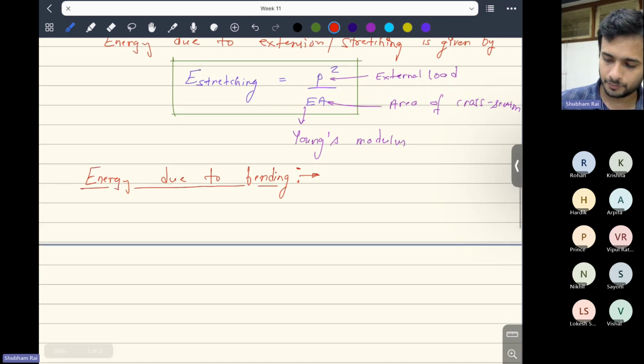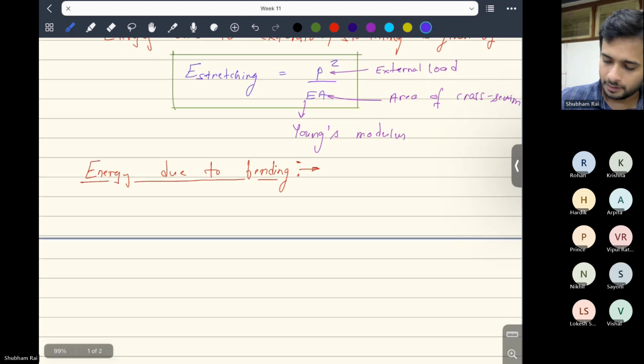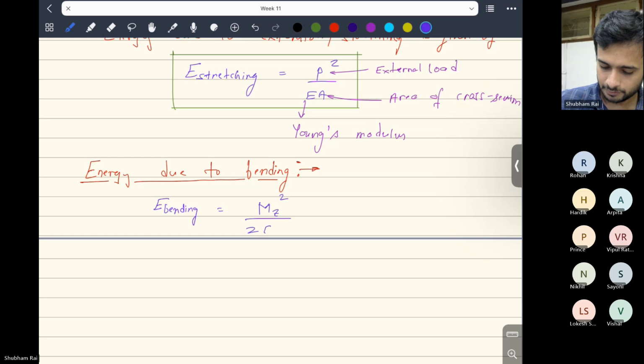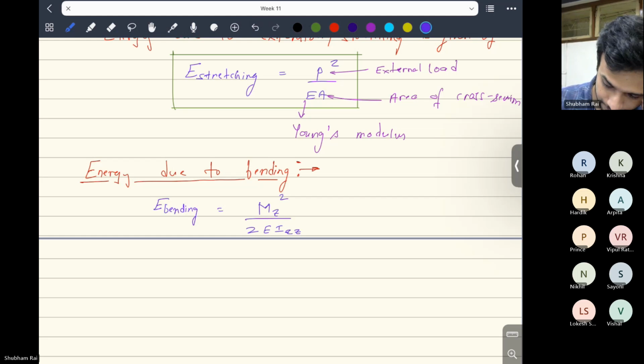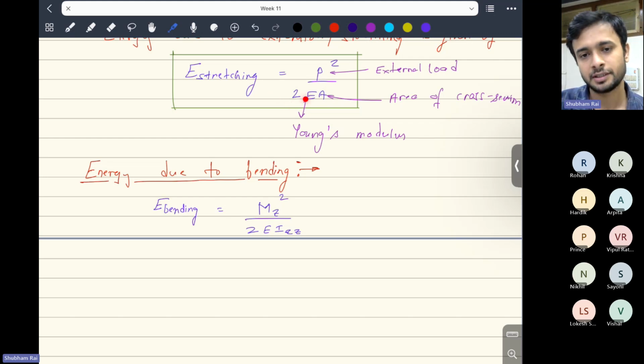Okay, so energy due to bending will be given by Mz square over 2 EIzz. Just verify, should be P square over 2 E. I think this will be P square over 2 E. Please verify whether it will be 2 or not. I think it is P square over 2 EA. Okay.